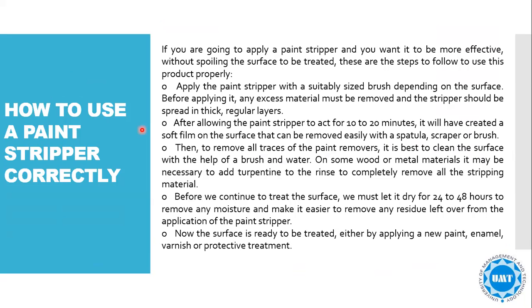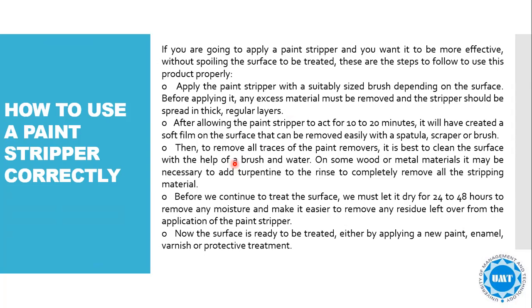If you're going to apply a paint stripper and you want it to be more effective without spoiling the surface to be treated, these are the steps that should be considered. Apply the paint stripper with a suitable size brush, depending on the surface. Before applying it, assess what material must not be removed, and the stripper should be spread in a thick, regular layer. After allowing the paint stripper to act for 10 to 20 minutes, a soft film will be created on the surface that can be removed easily with a spatula, brush, or scraper.